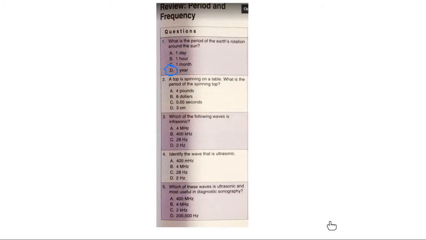And again, I really encourage you to weigh in on these. No one's grading you, but it helps you actually to think about these things. Okay, Linda's found an answer. That's good. Let's move on to the next one. Which of the following waves is infrasonic?